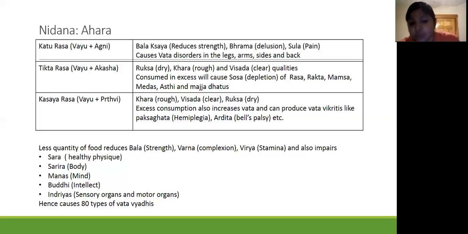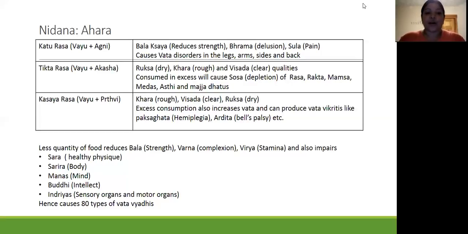And that obviously will increase vata and can produce vata vikritis such as pakshaghata or ardita, or hemiplegia and Bell's palsy. Okay, so this is the actual description, putting it all together, of how the ahara really helps in the pathogenesis of this condition. And as you can see, as described earlier, it causes dryness of the sira and snayu.